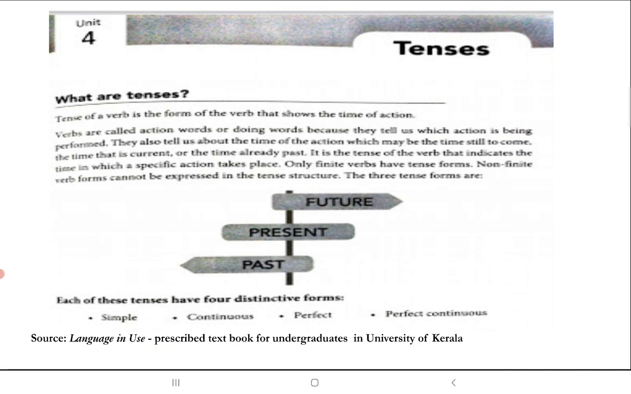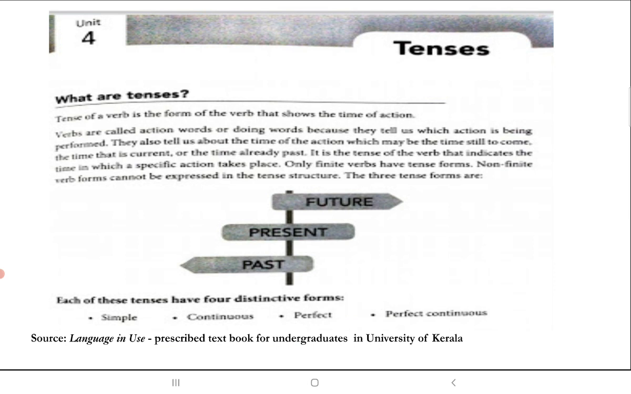Verbs are called action words or doing words because they tell us which action is being performed. They also tell us, of course, what do we mean by a verb? Verb is a word which shows action, like study, cry, what else? Sit, stand, dance, sing. It shows some kind of action. Verbs show some kind of action. So the time period in which that action takes place, that is what you mean by tense.